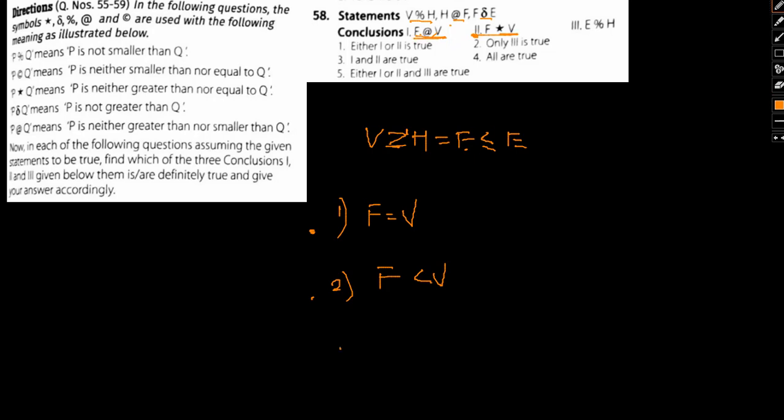So let's check number 3, e percentage h. Okay, so e percentage h, that is e percentage represents greater than equal to h. So yes, e is greater than equal to h, 3 is correct. So option 5, either 1 and 2 or 3 are correct. I hope this is clear to you how we arrived at this conclusion. So now, having said that, let's move on to the last question, that is 59.